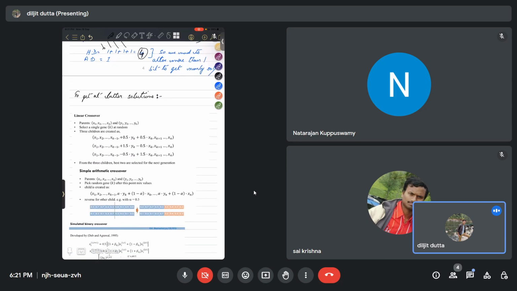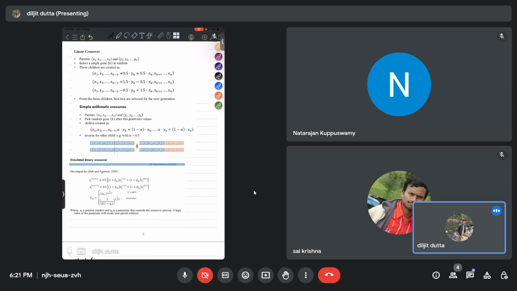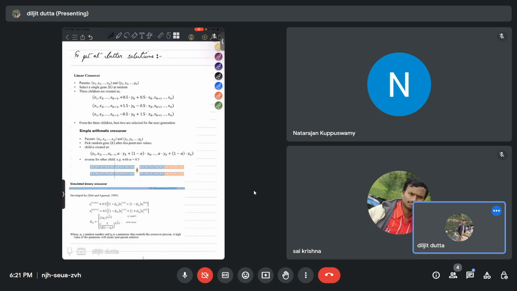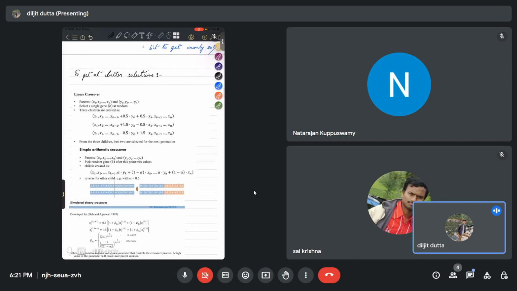These were already discussed in class, so I am not going into too much detail. First is the linear crossover in real coded GA. If there are two parents, one parent is denoted by x1 to xn. This is the chromosome for the first one, x1 to xn, and the chromosome for the second one, y1 to yn, and all are real values.